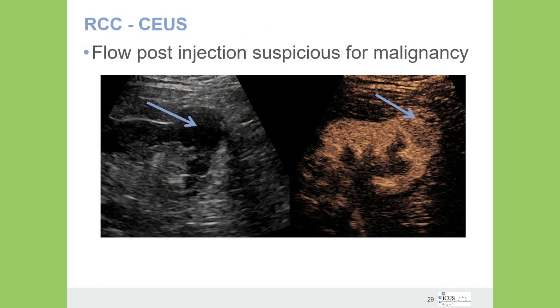Renal cell carcinomas have flow post-injection. And in fact, when we have a mass that has flow post-injection, that is suspicious for malignancy, depending on the type of mass. If we have rapid enhancement, we are concerned that we are dealing with a renal cell carcinoma.